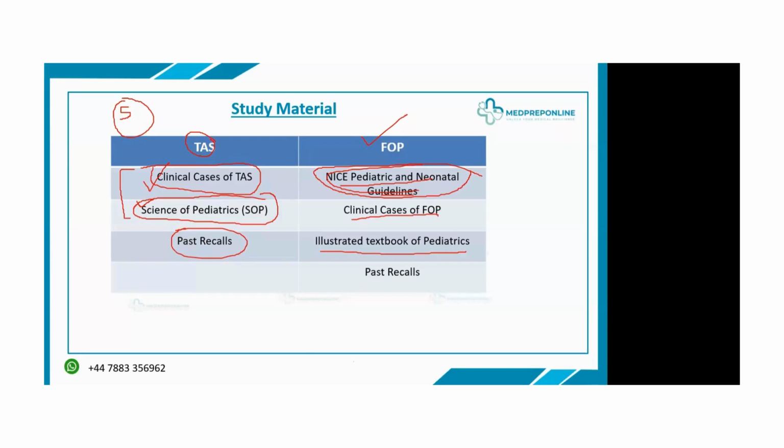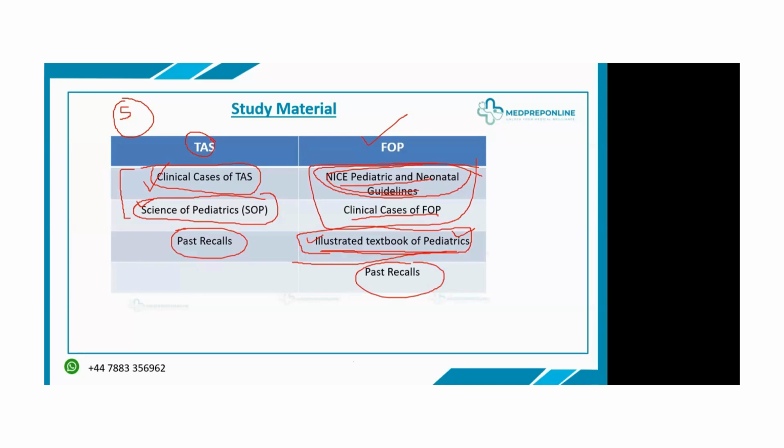The Illustrated Textbook of Pediatrics is optional. If you have enough pediatric background knowledge, you can skip it, because it is just for basic knowledge, for making a diagnosis, signs and symptoms, and all that. You can go through it if you have the time, but if you don't, just concentrate on both of these: the clinical cases book and the pediatric and neonatal guidelines. Along with that are the past recalls, obviously.